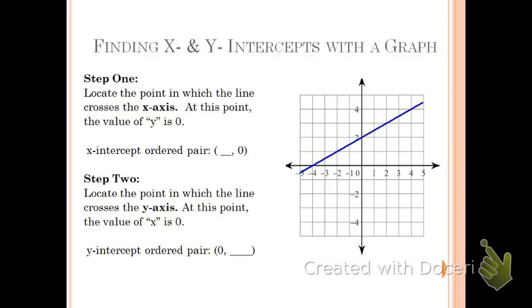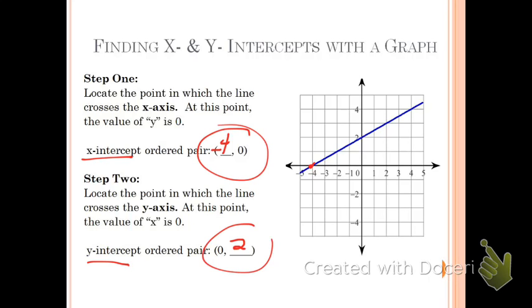So let's practice this. What is the x-intercept of this graph right here? -4, 0. It's right there. What is the y-intercept? 0, 2. Keep in mind, whenever you're asked for an intercept, it is always a point or an ordered pair. Don't just write 2. Write it as an ordered pair.